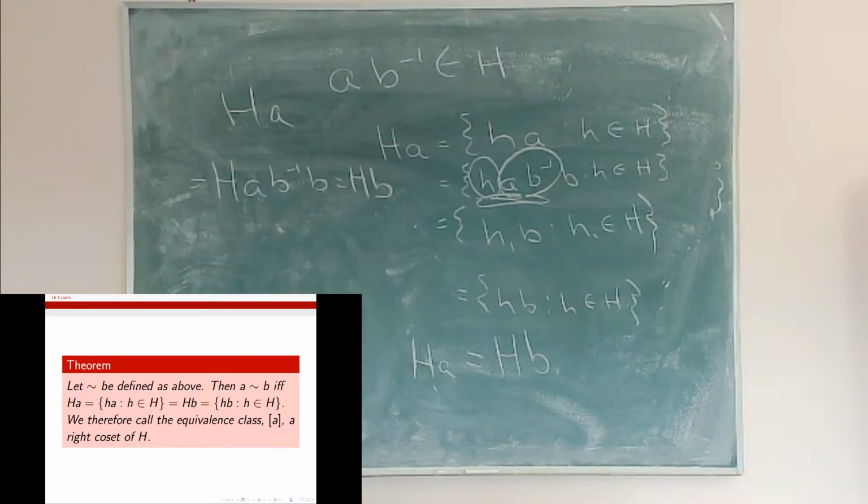And so what we're pointing out here is that if we want to find the equivalence classes, that is, if we want to partition our group up, our group will be partitioned into the equivalence classes of each element A, and all of those equivalence classes are going to look like right cosets. So all of the equivalence classes will be right cosets of H.